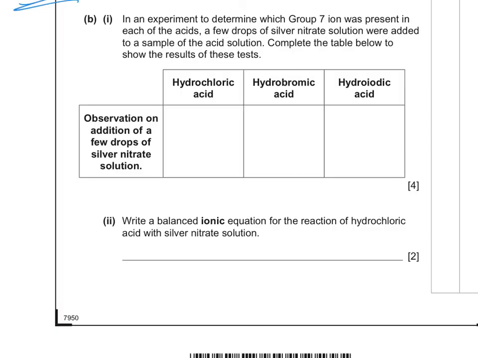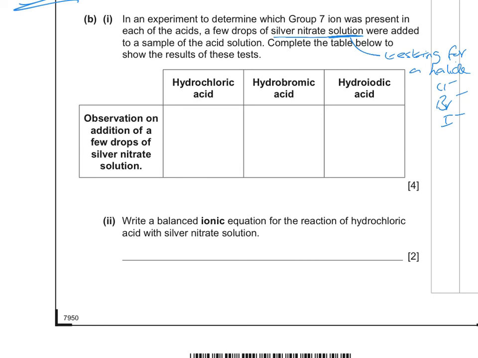Now in this question, we're using silver nitrate solution, and the solution is important. You need to include that, or you could say aqueous silver nitrate. When you see that, you should automatically be thinking in your head, this is testing for a halide. So testing for a halide, so that means chloride, bromide, or iodide.